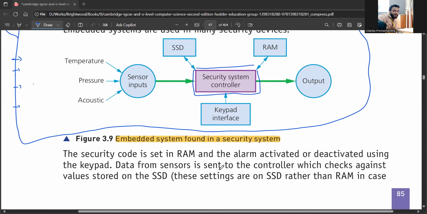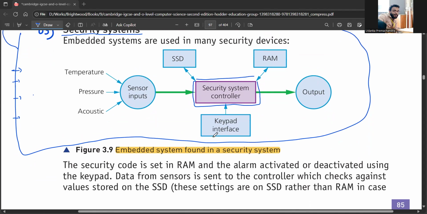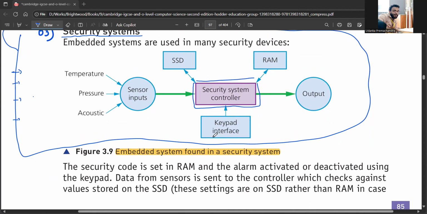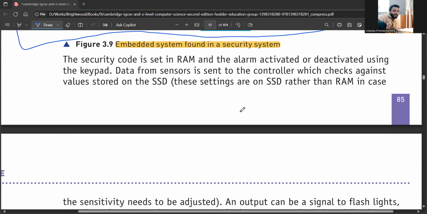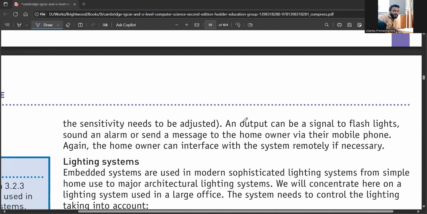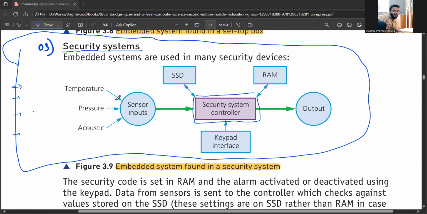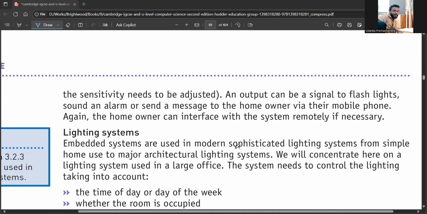Here the security code, as previously said, is in RAM and is evaluated using the keypad. The sensitivity needs to be adjusted. According to the sensitivity, it can give output as before. The output can be a signal to the flashlight. If it is taken with the light sensor, it can be displayed as a flashlight. The final output can be a sound, an alarm, or a sent message.